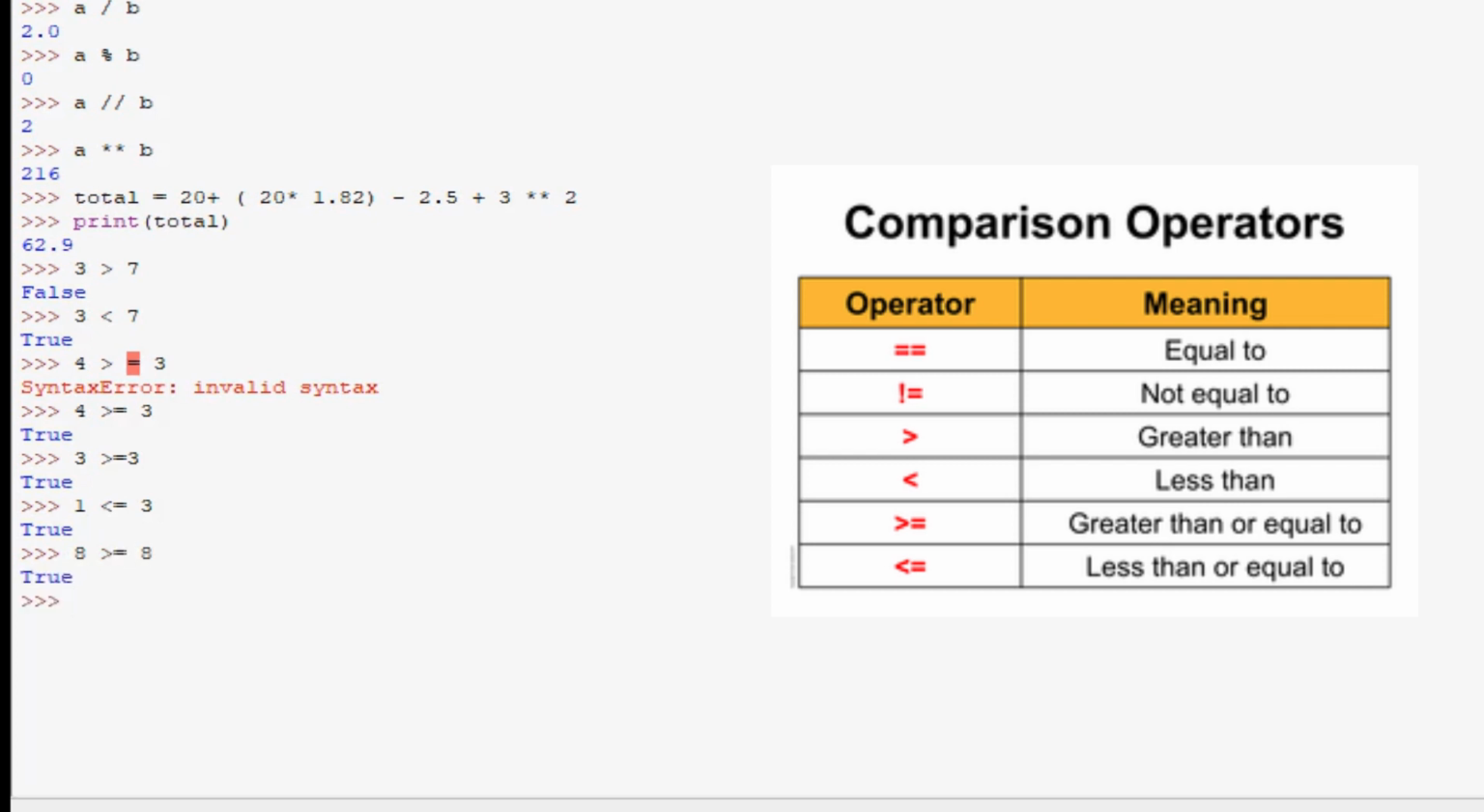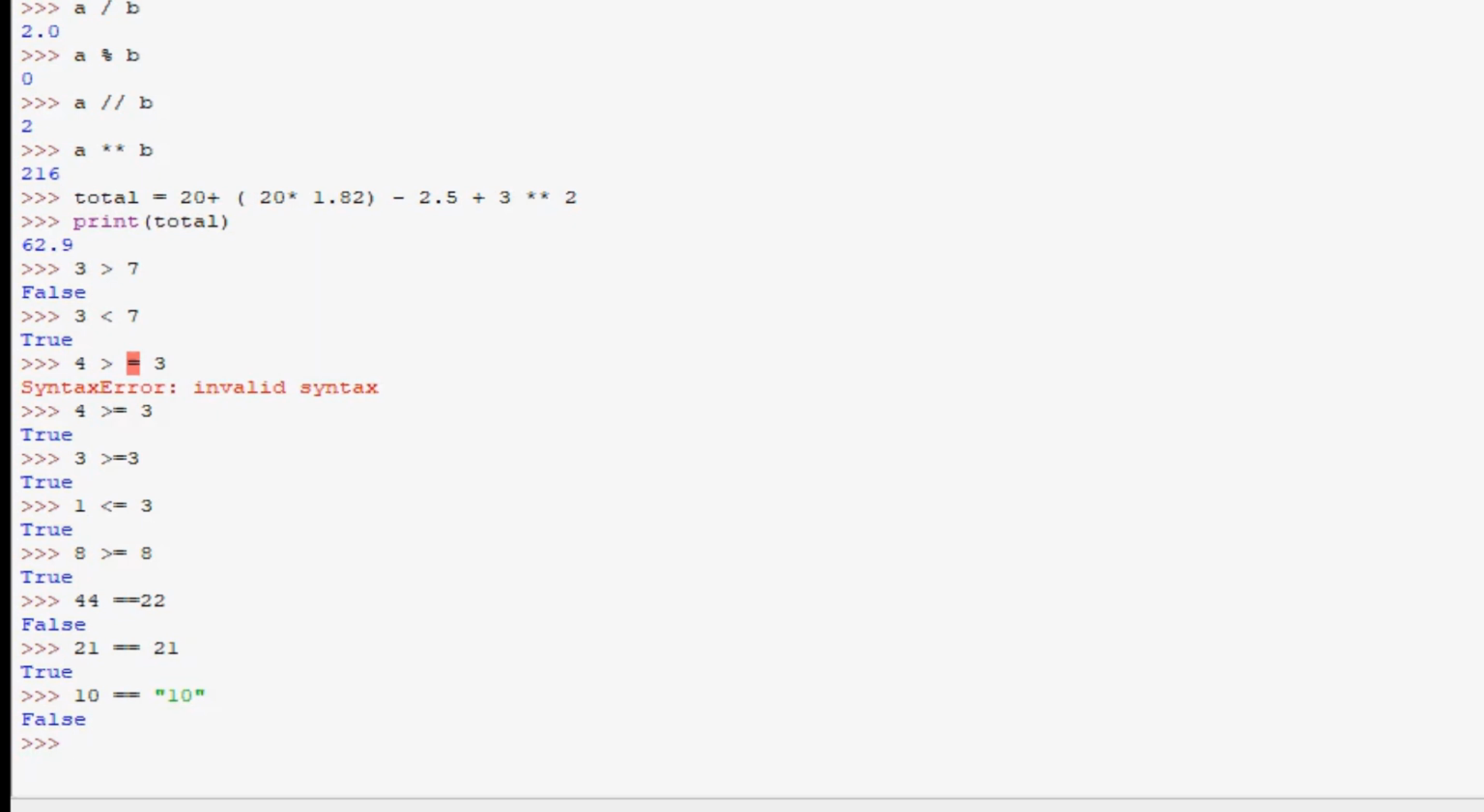And then there is the equal to operator. So like 44 is equal to 22, and it would of course return false. But then if you write 21 is equal to 21, the computer would return true. Well, now let's try a tricky one here. What do you think will return when we type 10 is equal to open quotation, 10, close quotation? Well, if you guess false, then you are absolutely right. Well, if you guess true, then let me explain how the computer thinks while solving this.